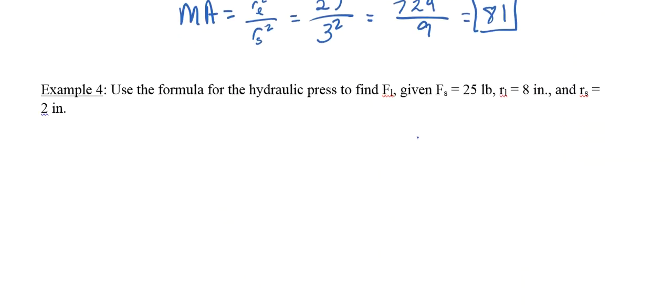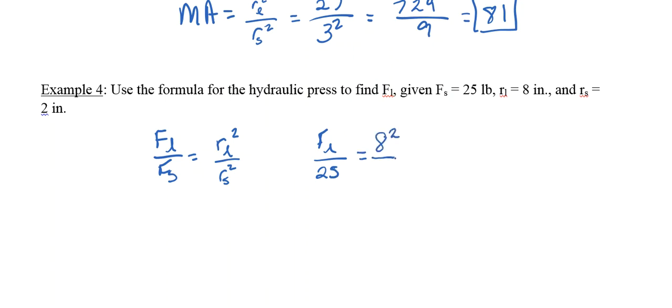So this last one here gives us examples where they're using all the FLs, FSs, and Rs all in one fell swoop. On the top it does have that all put together, so I'm just going to rewrite it down here so I don't have to scroll back and forth. So the FL is what we're looking for. FS is 25. My larger radius is 8.